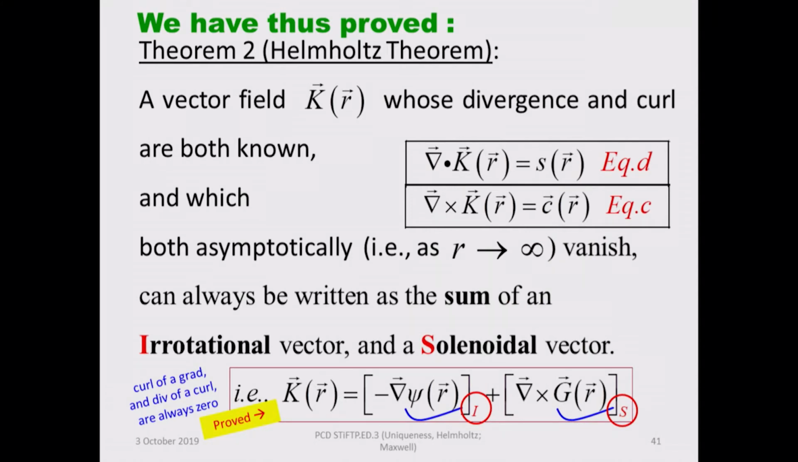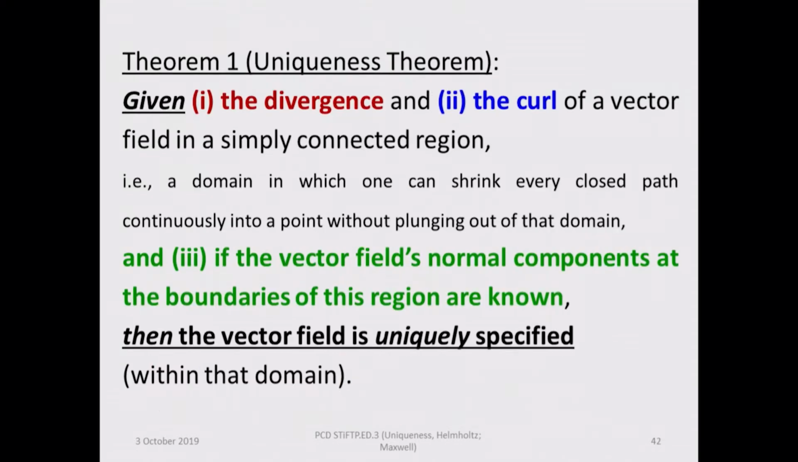So, we have proved the Helmholtz theorem that a vector field whose divergence and curl are known and both asymptotically vanish can always be written as the sum of an irrotational vector and a solenoidal vector. A solenoidal vector you can always write as the curl of an arbitrary vector field, and an irrotational vector you can always write as the gradient of an arbitrary scalar field. It does not matter what G is, but these relations will always hold. All right. So, this is the Helmholtz theorem.